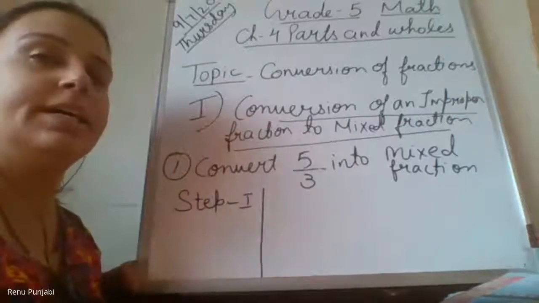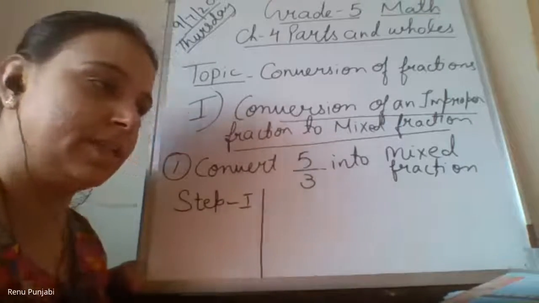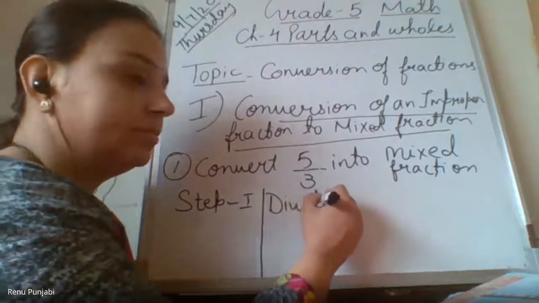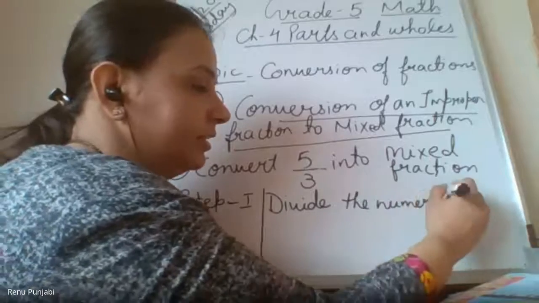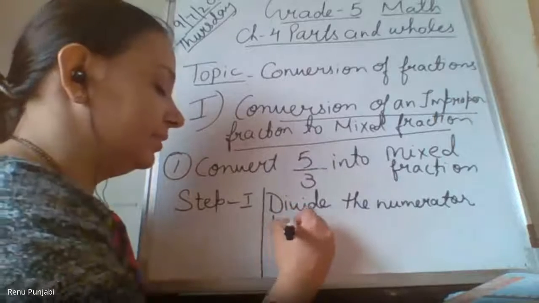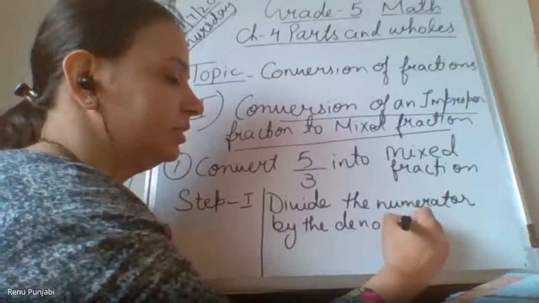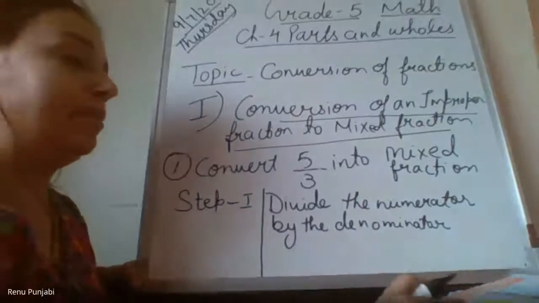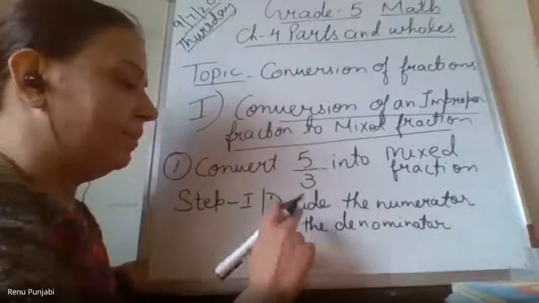I put a line here so that I write the steps on the left hand side and the solution on the right hand side. So step 1 says: divide the numerator by the denominator. So children, please write this step. After writing this, divide the numerator by the denominator.